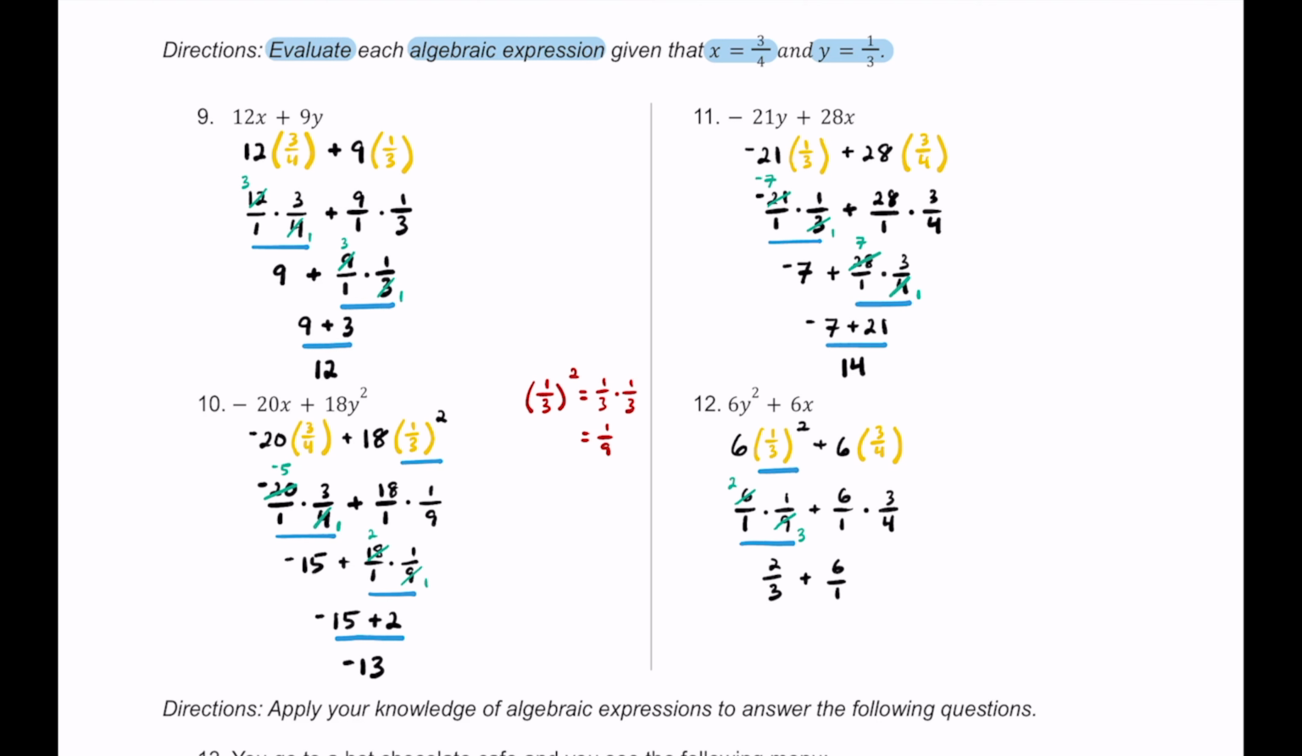And so this is going to be 6 over 1 times 3 over 4. And we're going to do this multiplication problem over here to the right. And so it looks like we can cross cancel a little bit. The 6 and 4 can both divide by 2. So 6 divided by 2 is 3, and 4 divided by 2 is going to be 2. So multiplying 3 times 3 on top is 9, and then 1 times 2 on bottom is 2, so that's going to be 9 over 2. So we really have 2 over 3 plus 9 over 2.